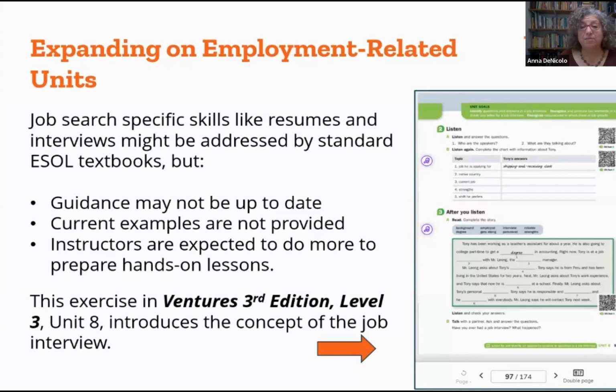Let's start with this example from Ventures Level 3. Unit 8 is focused on employment, and on page 97, there is a listening exercise where a job applicant is participating in an interview. The students are asked to listen and then fill in some blanks, but there is not a whole lot of context given about job interviews, how to prepare for job interviews, vocabulary, etc. Next slide.